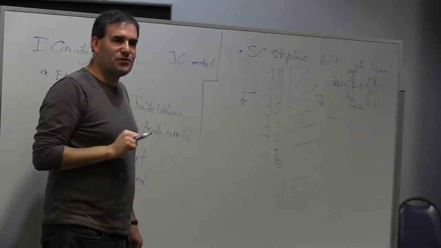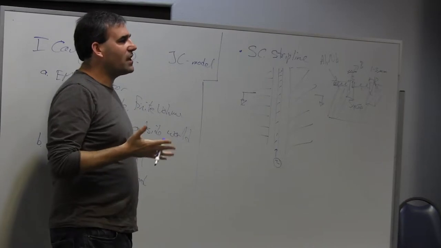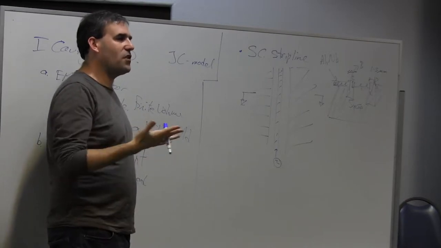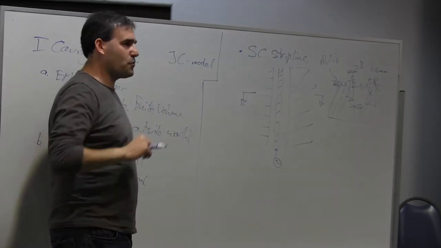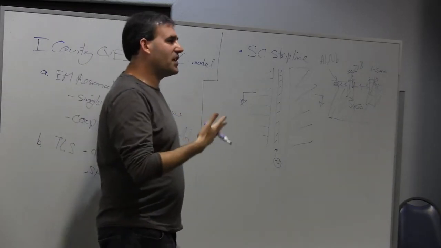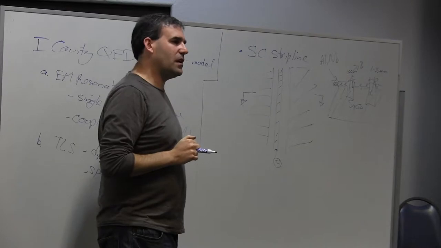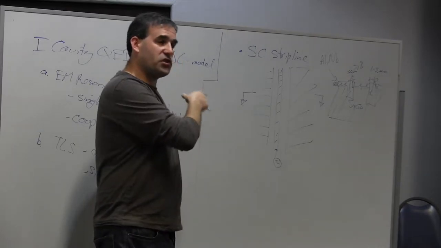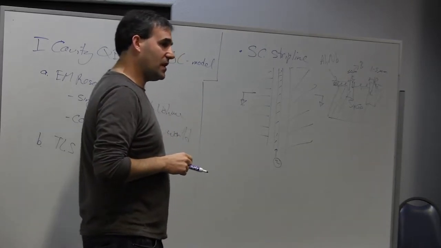Superconductors also have resistance. Why? Because they're not at zero temperature. And when you have non-zero temperature, you have thermal, non-condensed excitations around, and these things can give you regular resistance. So there's also a resistance per unit length to this cable.